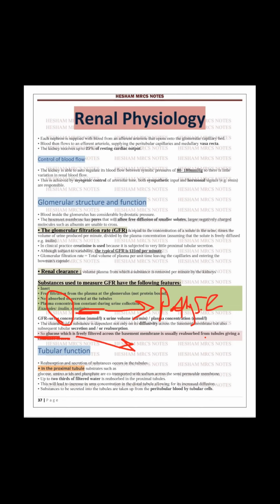This substance can be used to measure the GFR through the equation V multiplied by U over P. Here, the best for this is inulin. We don't use creatinine or glucose. Creatinine is partially secreted or excreted, while glucose is partially reabsorbed. Now we are going to assess the tubular function. Not insulin, it is inulin, not insulin.